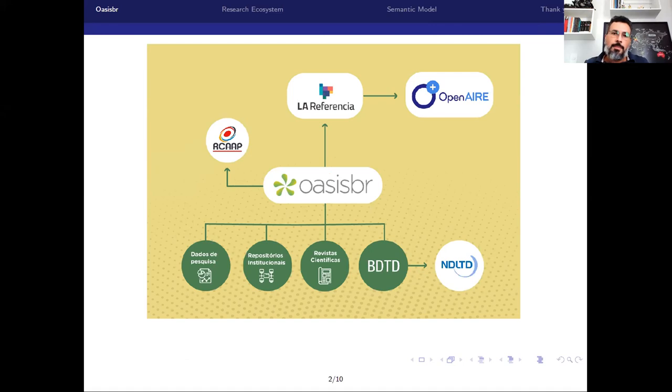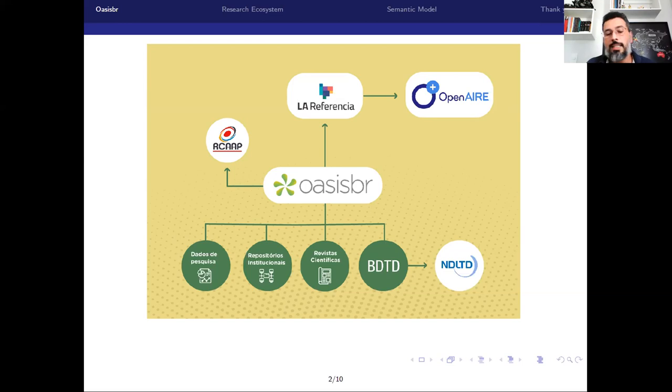So the main ecosystem that we have nowadays is the Oasis BR, a network that harvests information from different sources. More recently, we started harvesting metadata from data repositories, but we have a long history of harvesting metadata from institutional repositories, scientific journals, and also digital libraries of theses and dissertations. But Oasis BR itself is also a window to be harvested by other initiatives in Latin America and Europe, and in the international context as well.